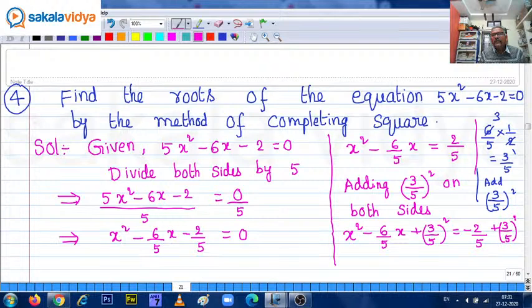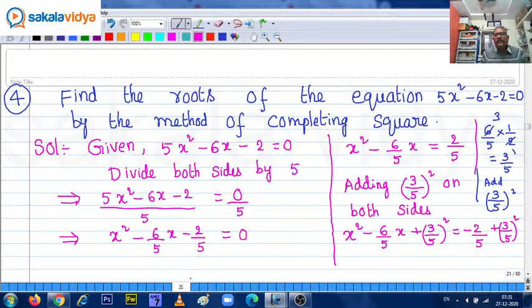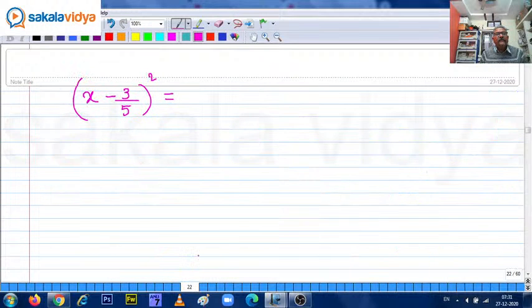Now Dhanunjay asked one question: why should we call it a perfect square? So this is actually a square minus 2ab plus b square, which is (a minus b) whole square. This is a, this is b. So this can be written as a perfect square: (x minus 3 by 5) whole square equals, okay, now you check, (3 by 5) whole square means 9 upon 25.